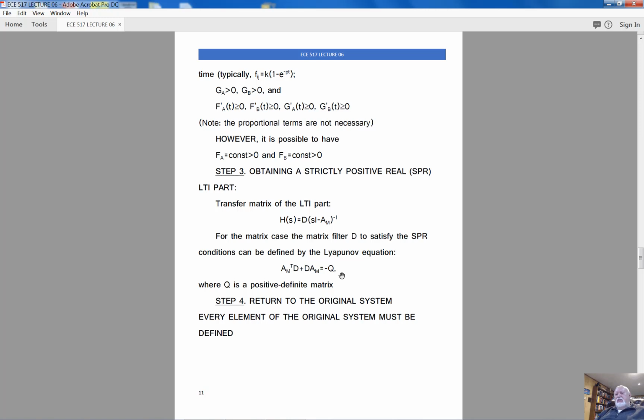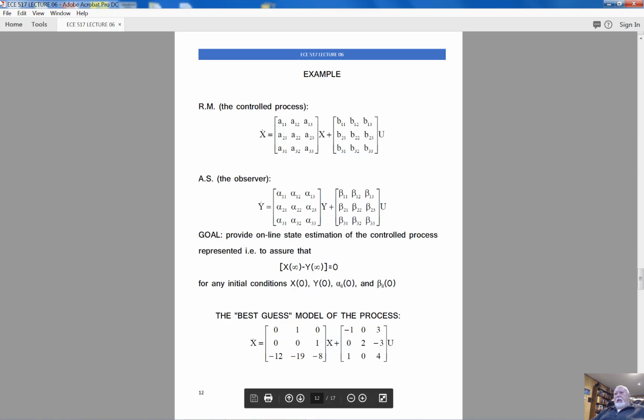Step number 4 is return to the original system. Every element of the original system must now be defined using expressions for the adaptation mechanism and using the definition for matrix D. The best I can do now is to go with you into a numerical example.